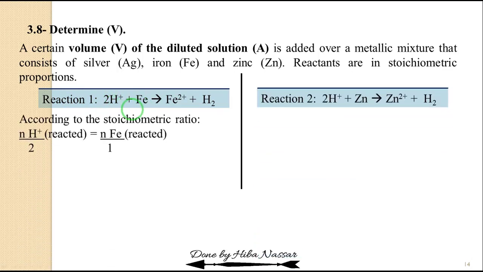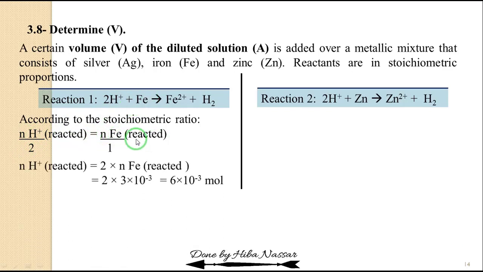According to the stoichiometric ratio, the number of mole for H plus over 2, which is reacted, is equal to the number of mole for iron reacted over 1. So we can say that the number of mole for the H plus ions reacted is equal to 6 times 10 to the power minus 3 mole.